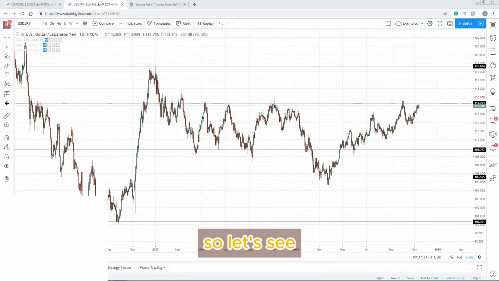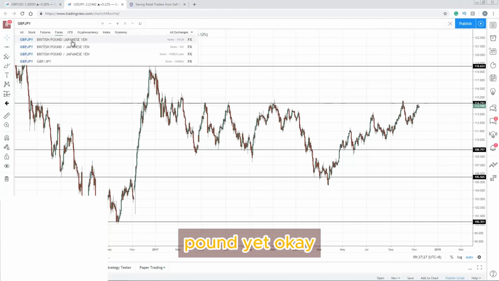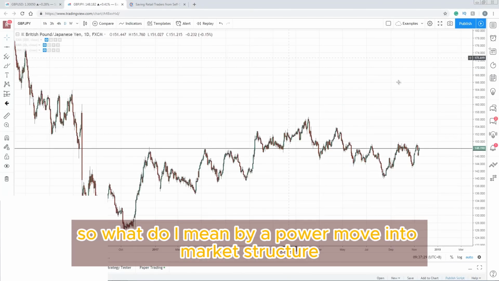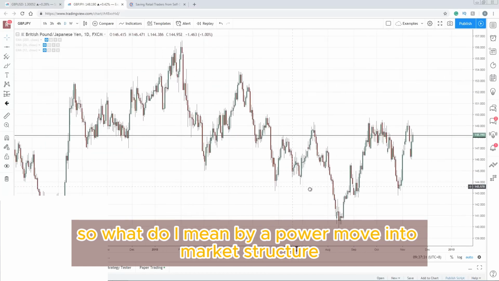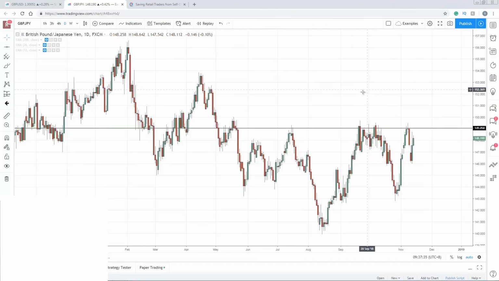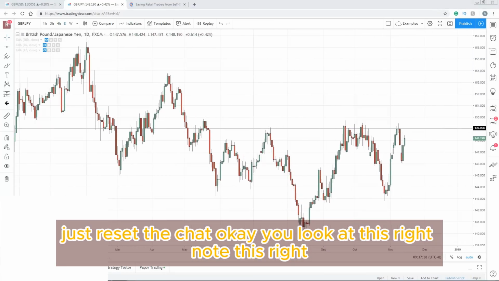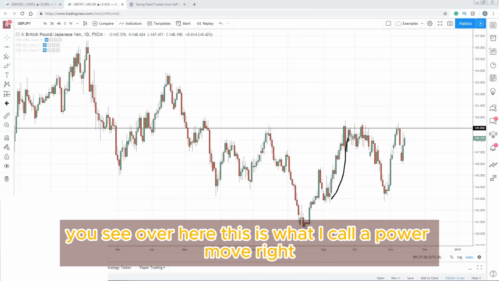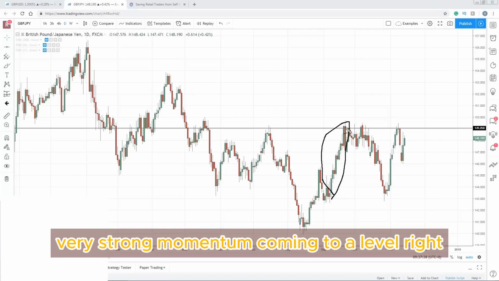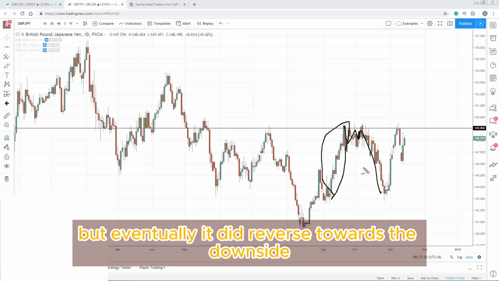So, let's see. Pound yen. Okay, so what do I mean by a power move into market structure? If you look at this, and just reset the chart. Notice over here, this is what I call a power move, very strong momentum coming to a level. No doubt this one took a while to reverse, but eventually it did reverse towards the downside.